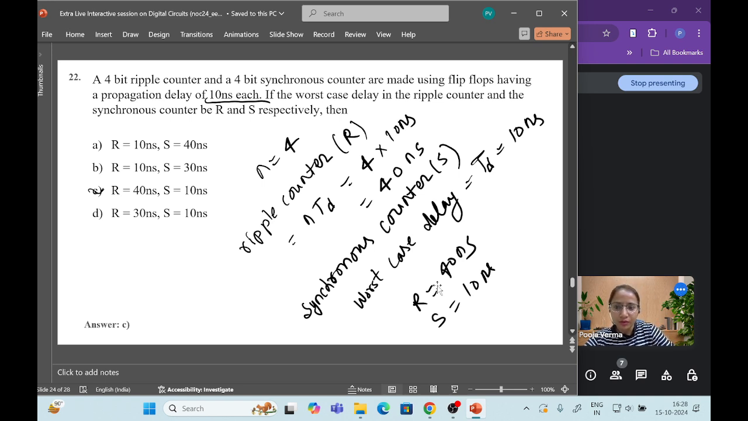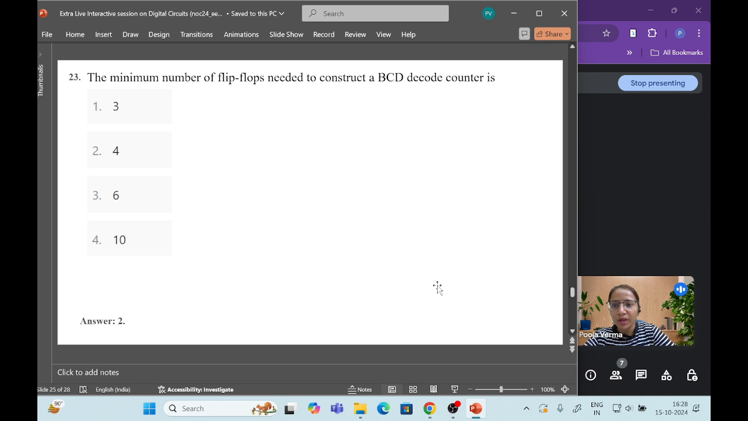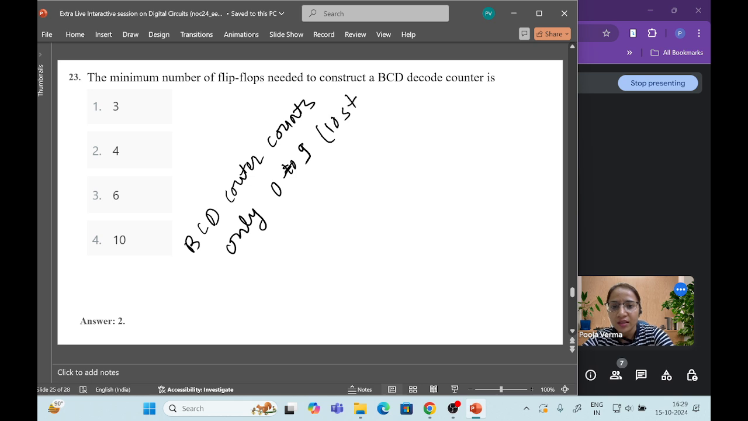So moving to the next question. The question is: what is the minimum number of flip-flops needed to construct a BCD counter? How many minimum flip-flops are required to construct a BCD counter? So already we know that a BCD counter counts only 0 to 9. That means a total of 10 states will be there for a BCD counter.